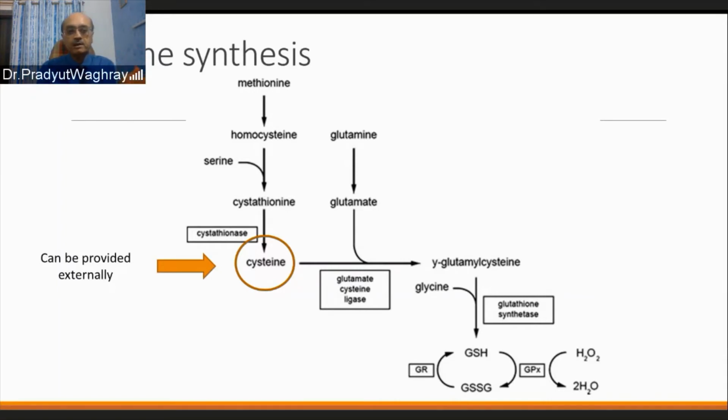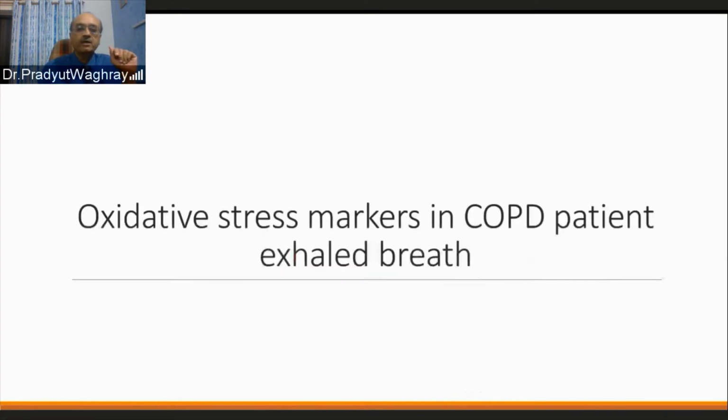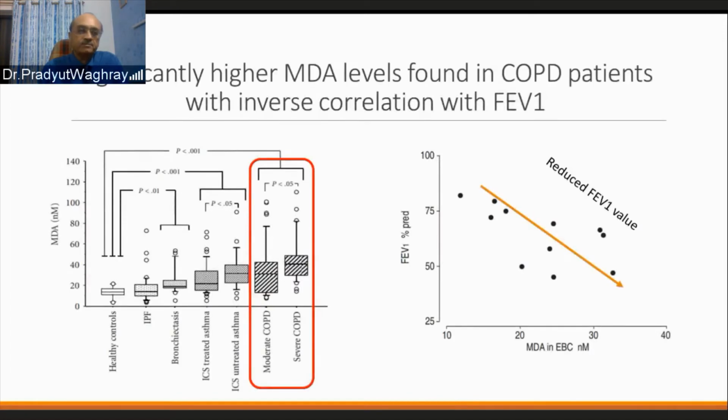So by creating cysteine, it again progresses to the production of glutathione. So then with this background of oxidative stress, oxidants, antioxidants, let us now see the role of antioxidant or oxidative stress in COPD patients. So oxidative stress markers in COPD patients were studied in the exhaled breath.